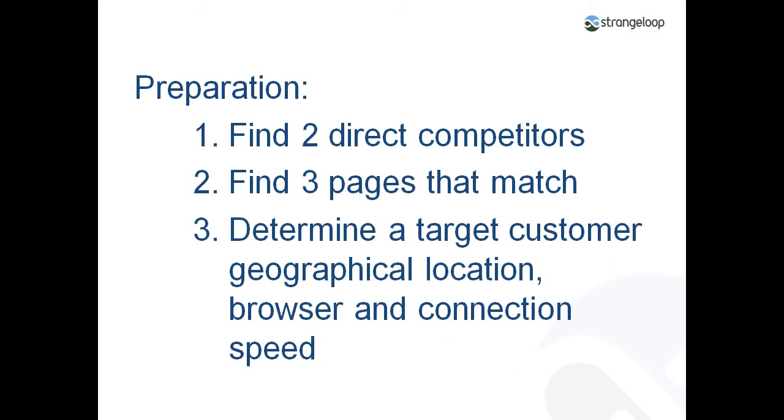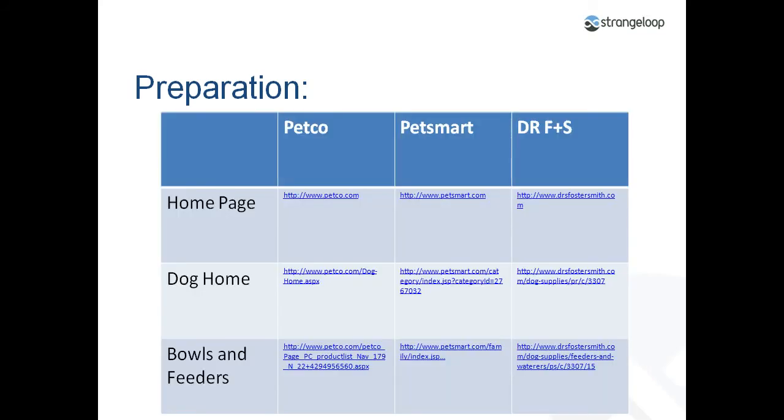And then you need to determine your target customers, or for the purpose of this, target customers' geographical location, browser preference, and connection speed. Again, this is very high level. We're making guesses here. The second level of preparation is you've got to fill in a table like this.